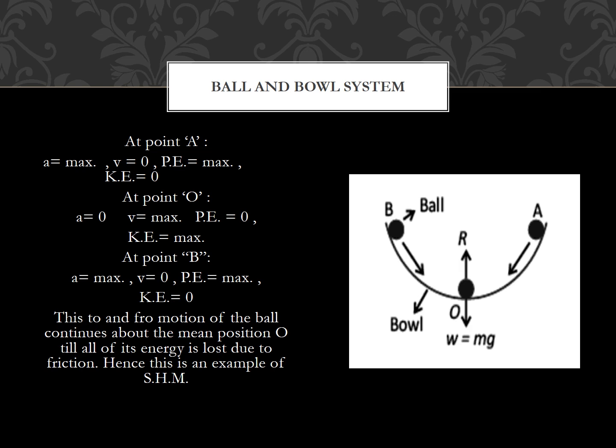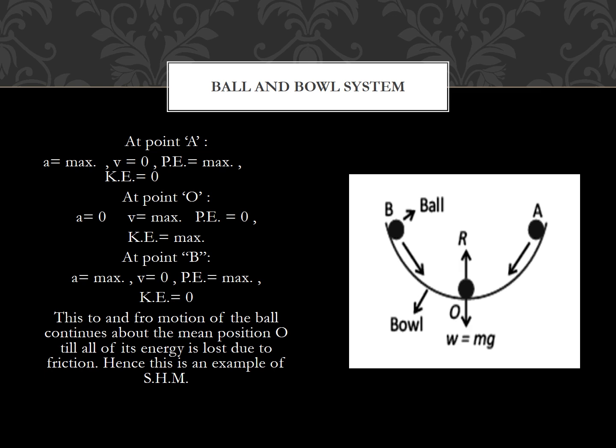Due to the restoring force caused by its weight, at position O the ball gets maximum speed, and due to inertia, it moves towards the extreme position B. While going towards the position B, the speed of the ball decreases due to the restoring force, which acts towards the mean position. At the position B, the ball stops for a while and then again moves towards the mean position O under the action of the restoring force. This to and fro motion of the ball continues about the mean position O till all of its energy is lost due to friction. So, to and fro motion of a ball about a mean position placed in a bowl is an example of simple harmonic motion.